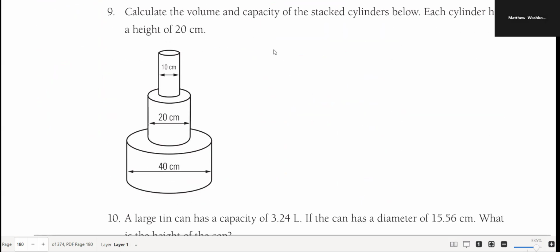I'm going to get you guys to do this one here. Same thing as before. I'll give you the answer. So 3, 2, 1. Make sure you guys are doing that. Remember, it's volume and the capacity, and each cylinder has a height of 20. So 3, 2, 1, go.